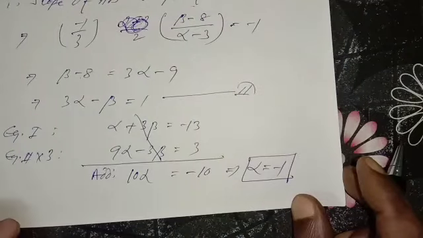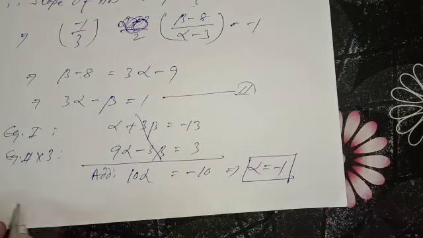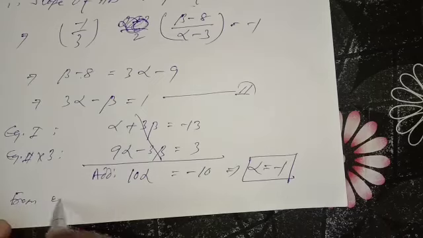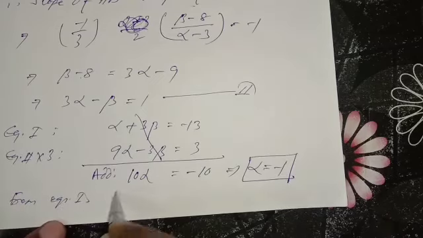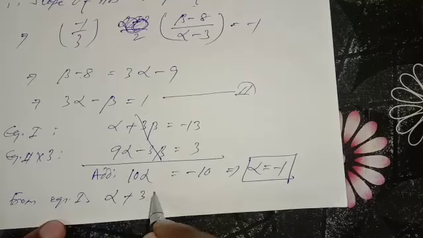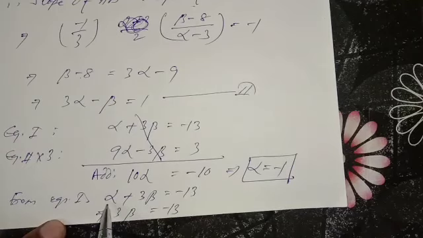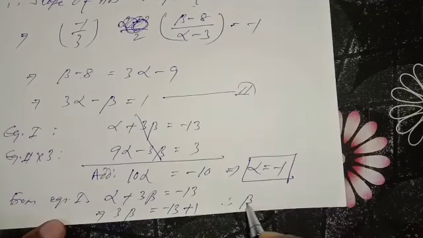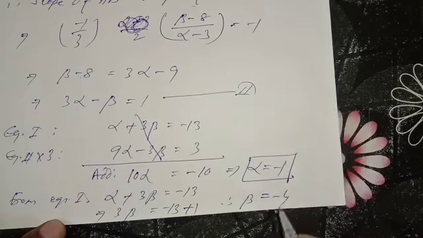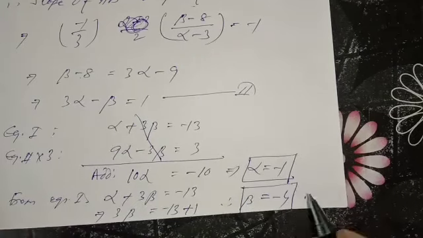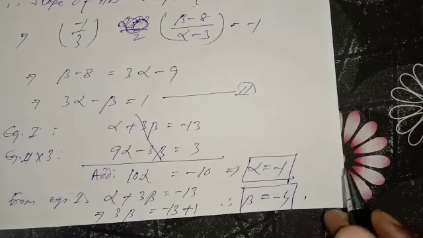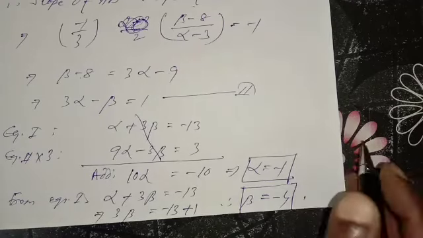Put the value of alpha in equation 1. From equation 1, alpha + 3 beta = -13. That means 3 beta = -13 + 1, since alpha is -1, so 3 beta = -12. Therefore beta = -12/3 = -4. This is the value of beta. So, what is the image point? The image point is (-1, -4).